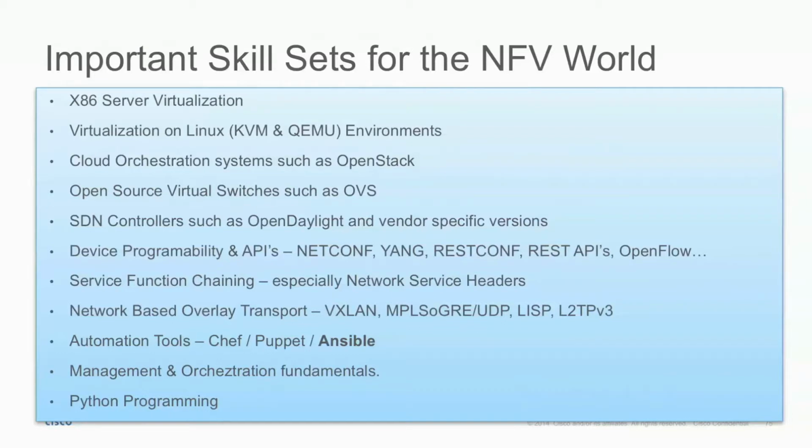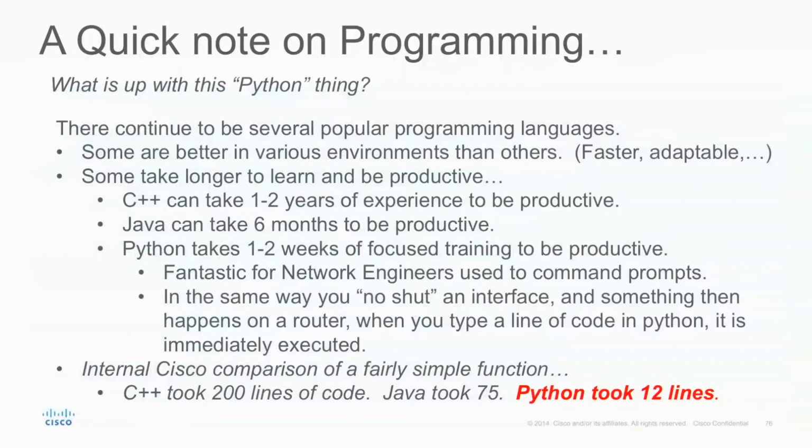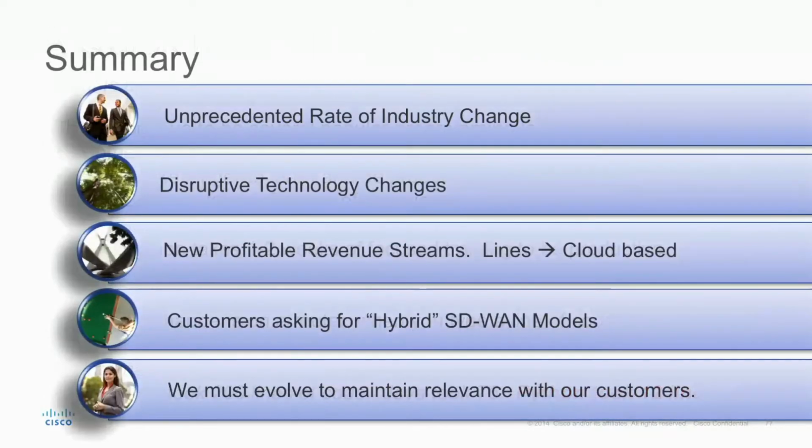Again, Python, we did an example. We had this thing called 1PK that we did about 2 years ago. We had a C module that took about 200 lines of code to do a function. We had a Java module that took 75 lines of code. Python took 12. I can write 12 lines of code, right? Anyway, check out Python. The entirety of OpenStack is written in Python.